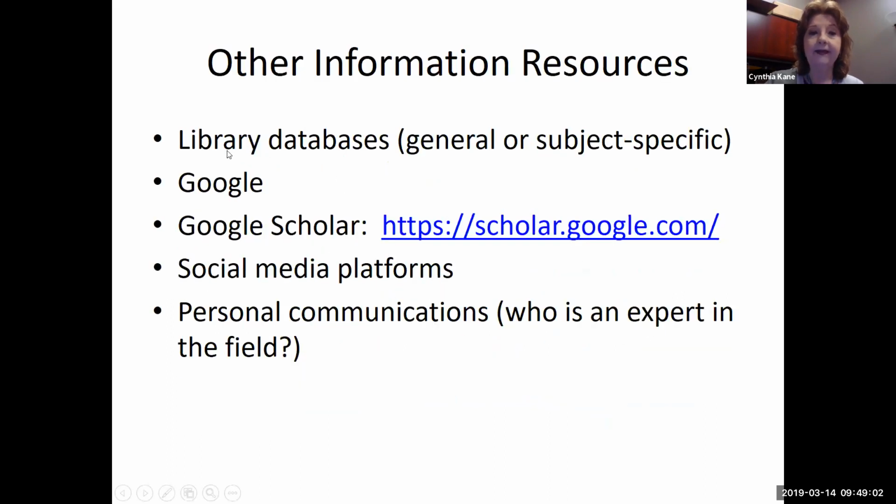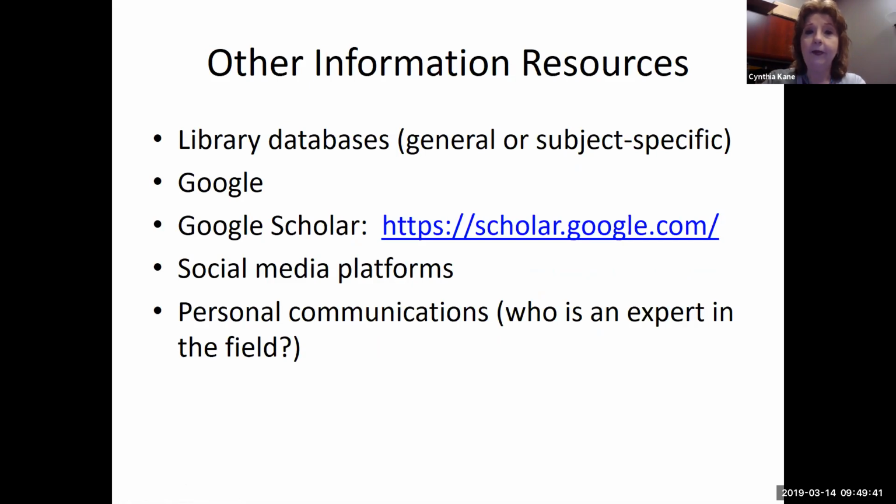Other information resources can be library databases. Now, some of you may be familiar with some of these, even if you don't really call them a database. If you've ever used databases such as Academic Search Complete, CQ Researcher, LexisNexis Academic, anything that might ring a bell in terms of the name of the database, you may already have used that to find articles. You can use Google, and you can also use Google Scholar to find websites. Google Scholar can also help you identify articles that are out there which may be accessible freely online.